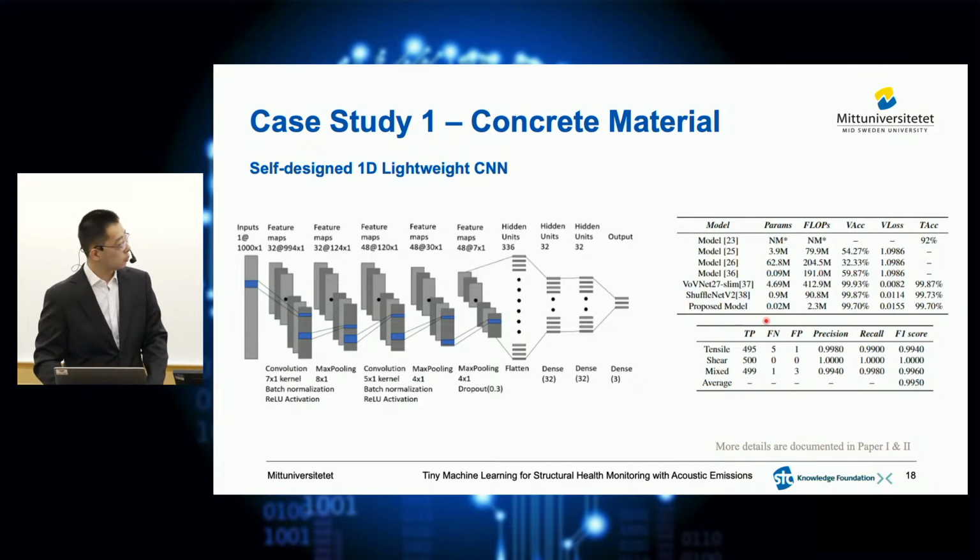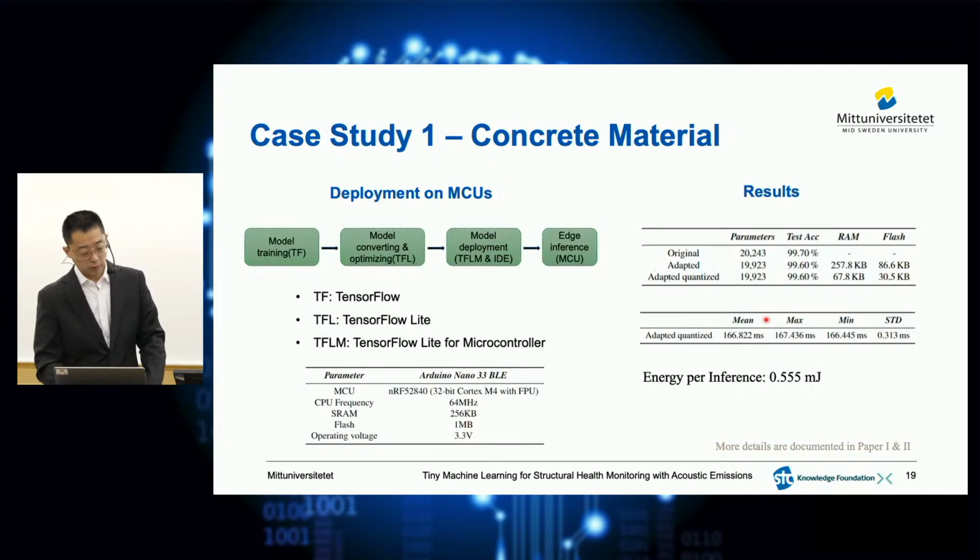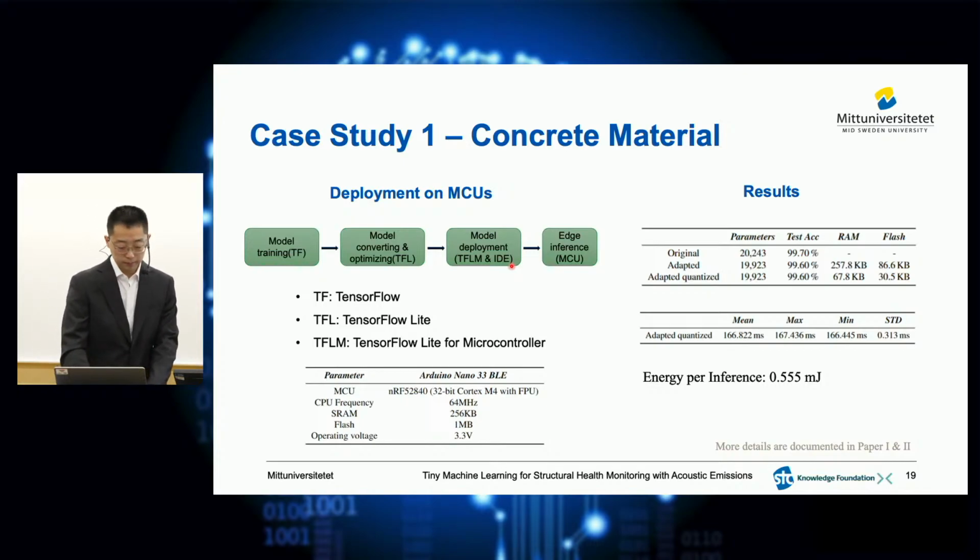Then it comes to the feasibility of microcontroller deployment. The workflow for deployment is that we use TensorFlow to train the model, and then we use TensorFlow Lite to convert and optimize it. For optimizing, we use quantization from a floating-point model to an integer model, which can reduce memory usage quite a lot. And then we use TensorFlow Lite for Microcontrollers and an IDE to deploy it.